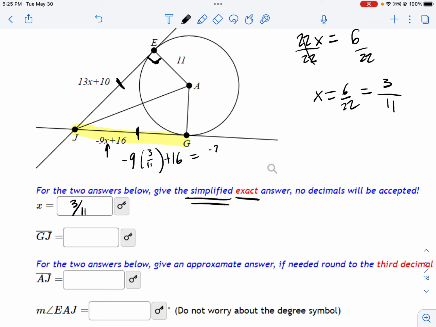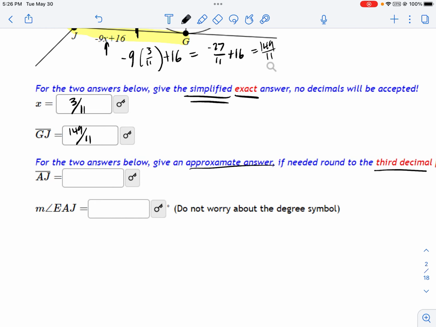So we have negative 27/11 plus 16, right? So when we do that, it'll be essentially 16 minus 27/11. And when we do this, we end up getting the fraction 149 over 11. And that's as simplified as it gets. It's not going down anymore, so 149/11. Now what's cool is that we know that those segments are congruent, meaning that this side also equals 149 over 11. Pretty nifty, right?